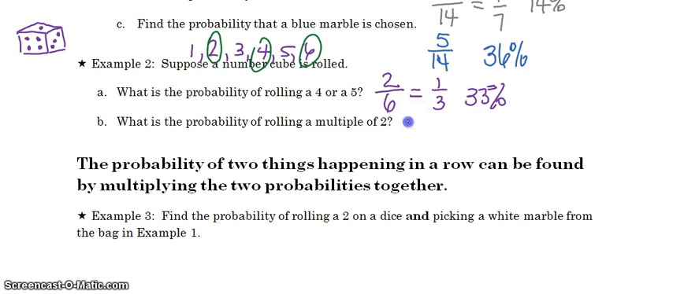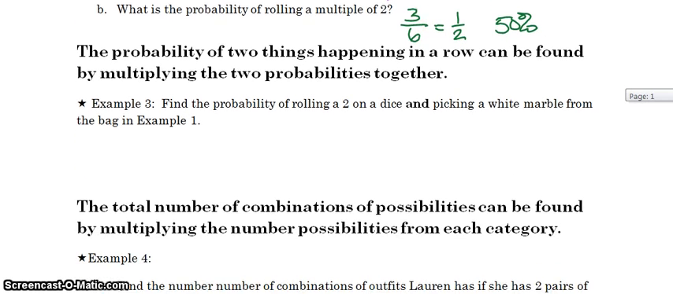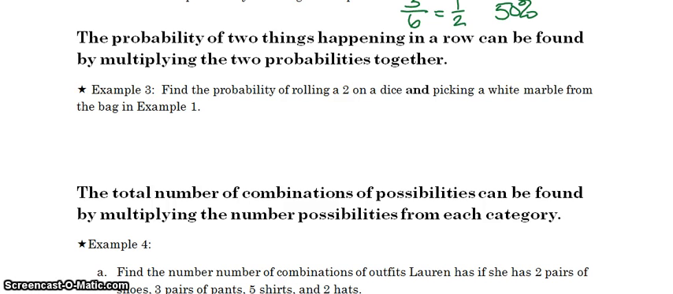So I've got 3 winners out of my 6 possible, so that's 1 in 2 or a 50% chance of rolling an even number. All right, the next type of questions we're going to encounter with probability says the probability of 2 things happening in a row. Now, if we're looking for them to happen in a row, we find this by multiplying the 2 probabilities together.